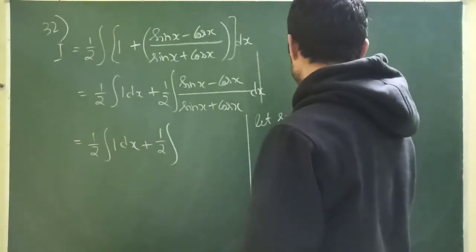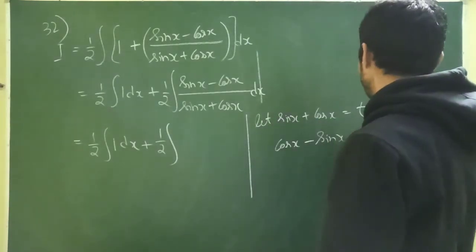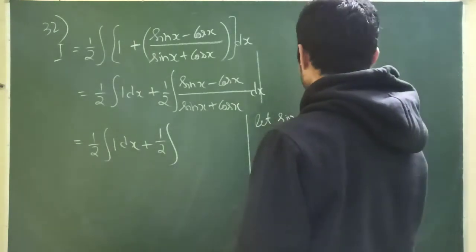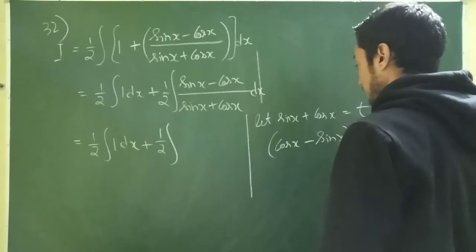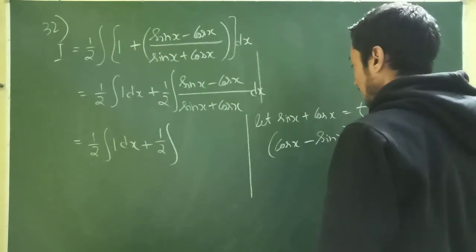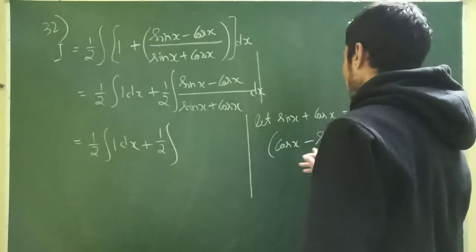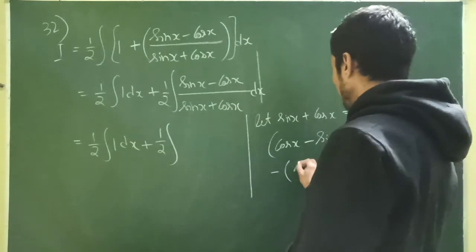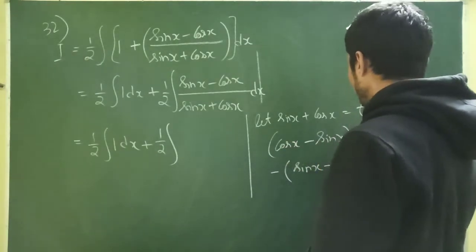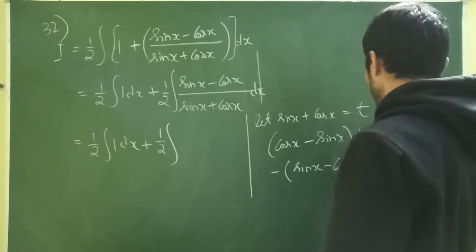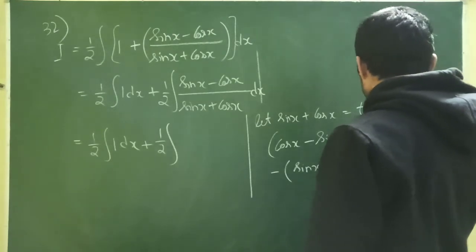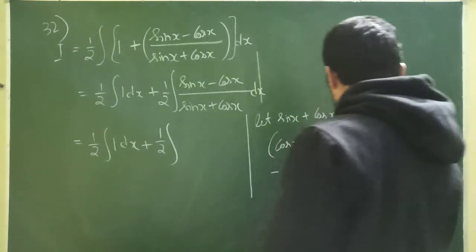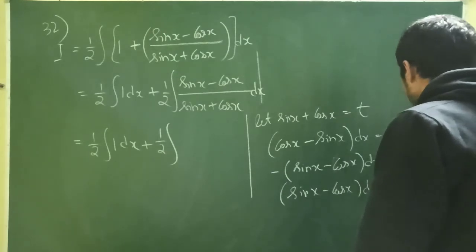So differentiation of sin x is cos x, cos x is minus sin x, dx is equal to dt. So what I can do here is, if I want, I can write it as minus. So minus sin x becomes plus sin x, plus cos x becomes minus cos x, with respect to x is equal to dt. So that's going to be sin x minus cos x dx is minus dt.